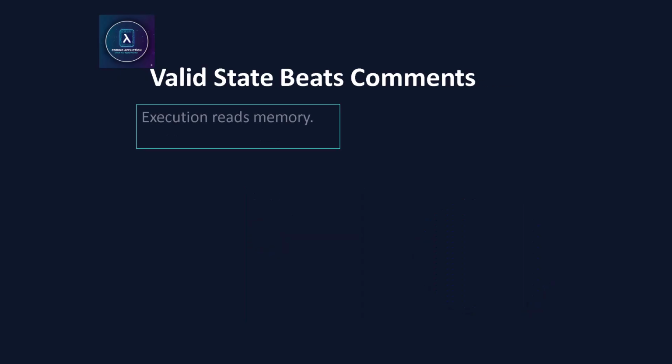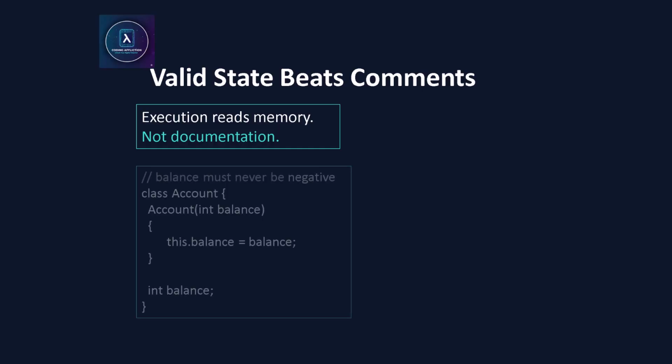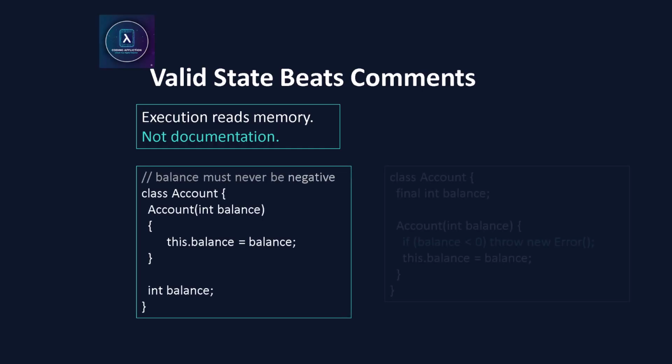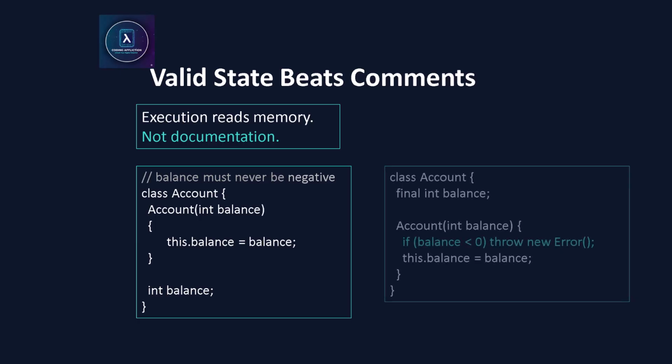Comments don't participate in execution. The CPU never reads them. It only reads values. If an object can exist in an invalid state, execution will eventually reach it. Not because someone was careless, but because time passes, code evolves, and paths multiply. A valid state is not something you explain. It's something you enforce before the object is ever used.